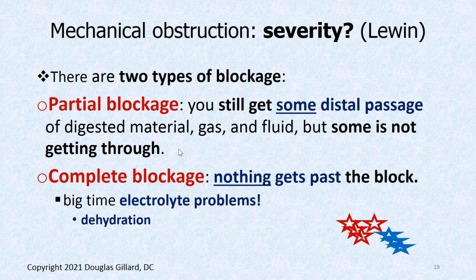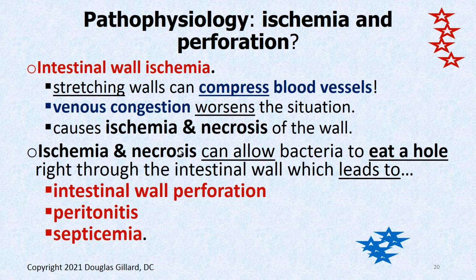You start losing weight because nutrients aren't getting past the blockage. What about the pathophysiology of ischemia and a perforation? Well, I kind of drew this when we first started, but with regard to pain, the stretching of the walls is what causes the pain and the inflammation within the walls. There's nociceptors within the intestinal walls.